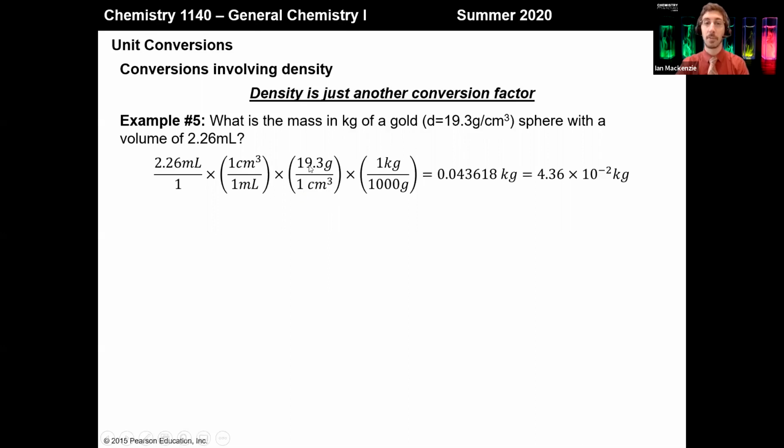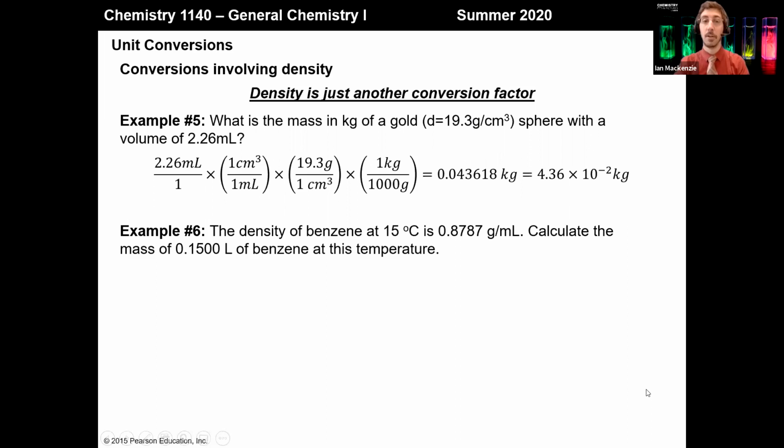Leaves me with grams, but I've been asked for the mass in kilograms, so then I simply use my conversion between grams and kilograms. Again, units on the bottom so that they cancel, and I'm left only with the final unit that I want. And then I can make sure to report my final answer to the correct number of significant figures. Now, density is a measured value, so it does impact the number of significant figures. In this case, both my starting value and the density have 3 significant figures, so I will only report my answer to 3 significant figures.